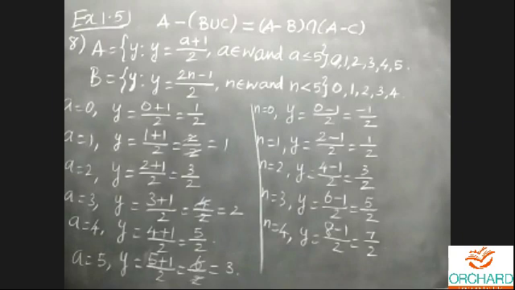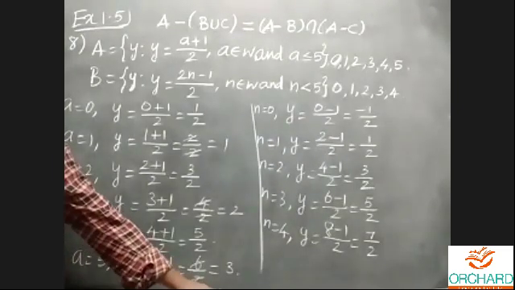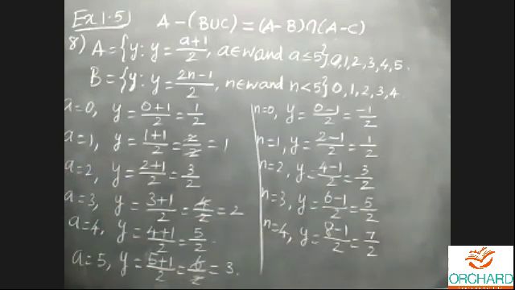Copy the elements of set A and set B. This is for set A and this is for set B. Write down the elements of both sets A and B. First, we can complete up to this, and then I will proceed to check the De Morgan law of set difference.